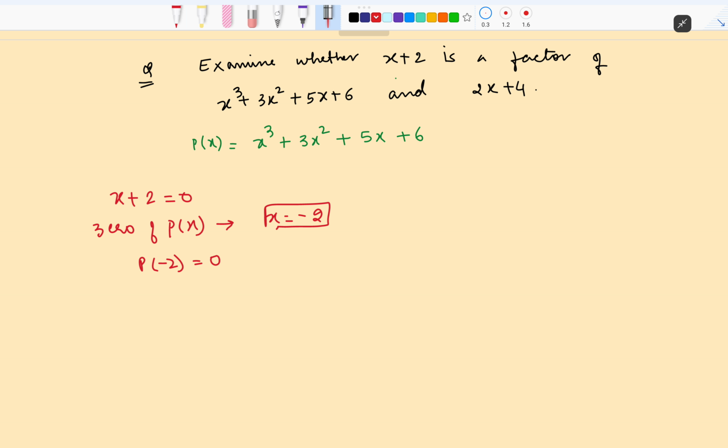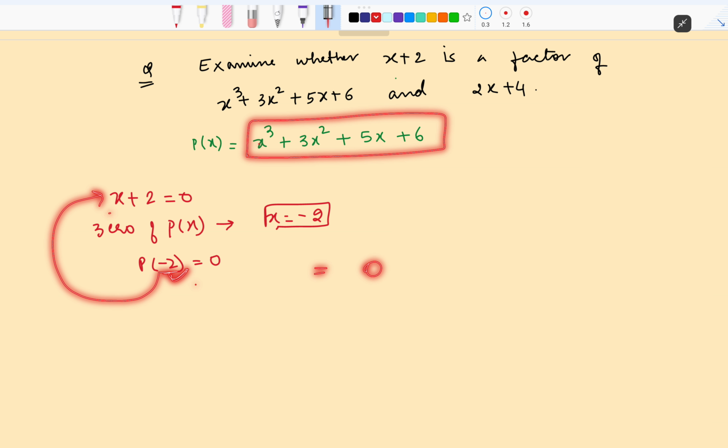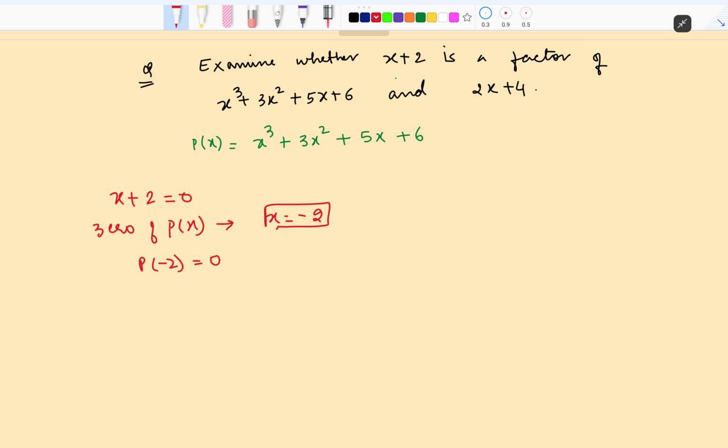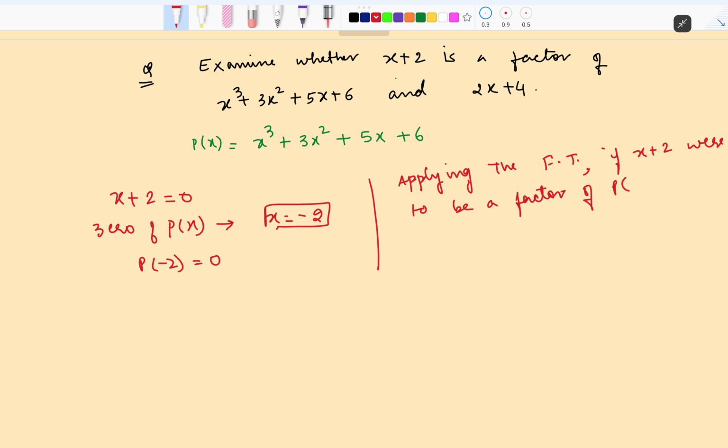अब हम इस पॉलिनोमियल में x की जगह -2 सब्सटीट्यूट करके देखते हैं. If the value is 0 then we know that -2 is the 0 of the polynomial, which means x plus 2 is a factor of the polynomial. Correct? तो हम यहाँ लिखेंगे applying the factor theorem. FT is for factor theorem. If x plus 2 were to be a factor of p of x, then p of minus 2 should be equal to 0.